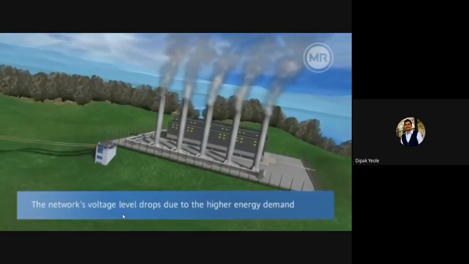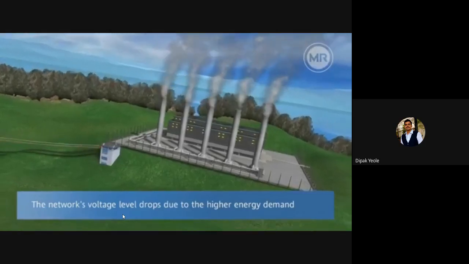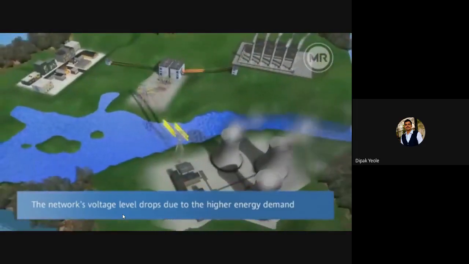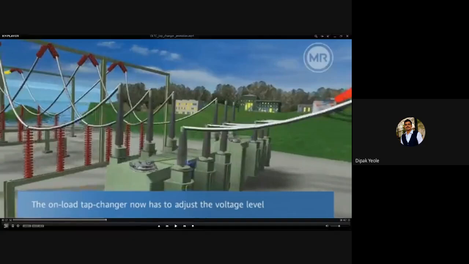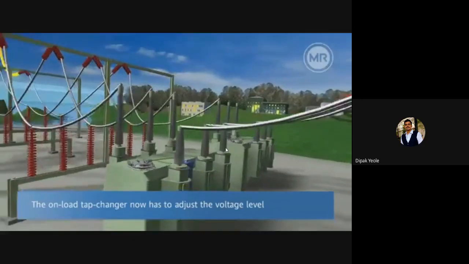Now you can see the network's voltage level drops due to higher energy demand. What you will see now is that if the requirement is 230 or 440 volt, because of extra load, this voltage level is going to drop. So at that time we have to use the on-load tap changer for adjusting the voltage level. You can see over here, this is the power transformer, and this power transformer is coupled with the tap changer. So here is a tap changer.